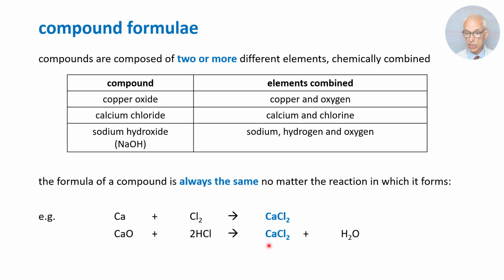We have the same ratio of calcium to chlorine in a compound. In a mixture of calcium and chlorine, the ratio would vary, but in the compound, the chemical combination is always the same, 1 calcium to 2 chlorines.